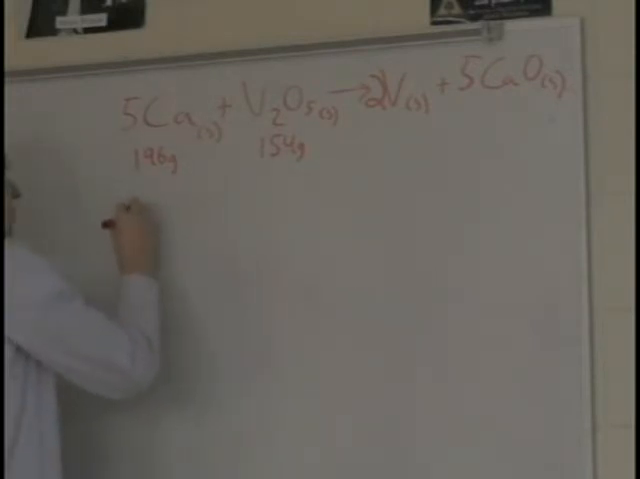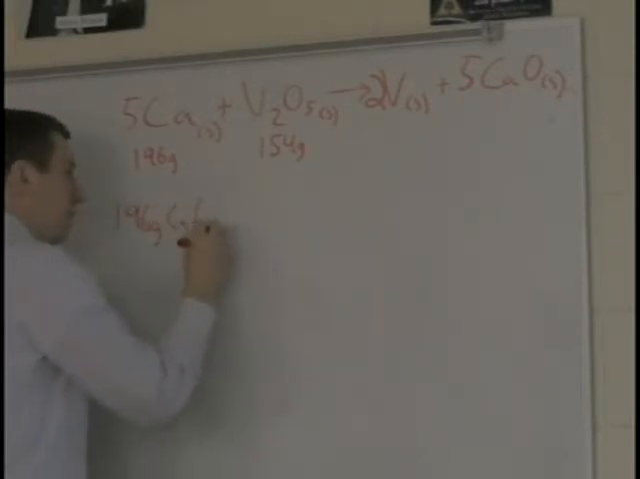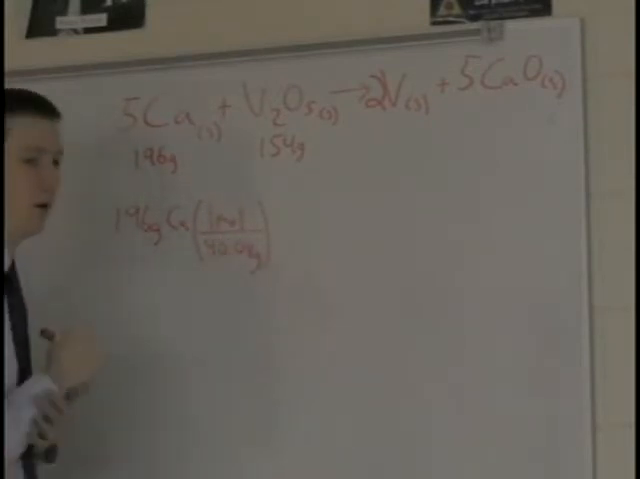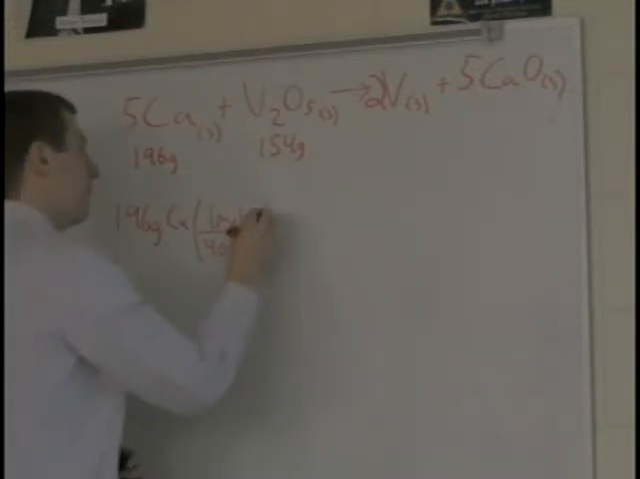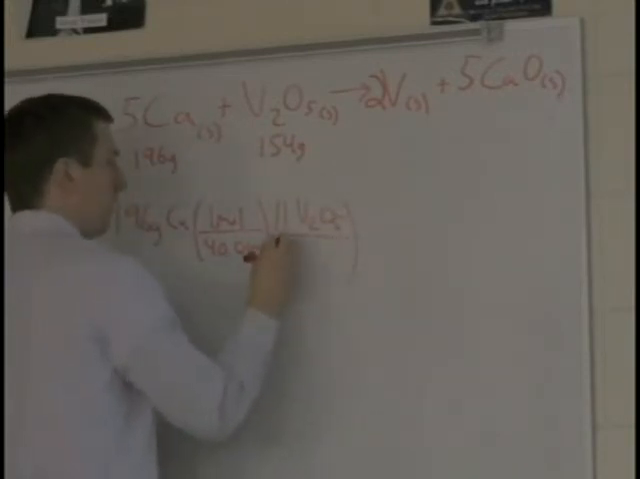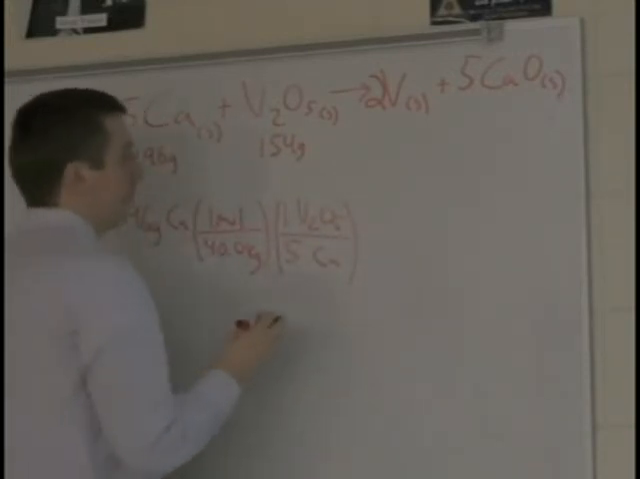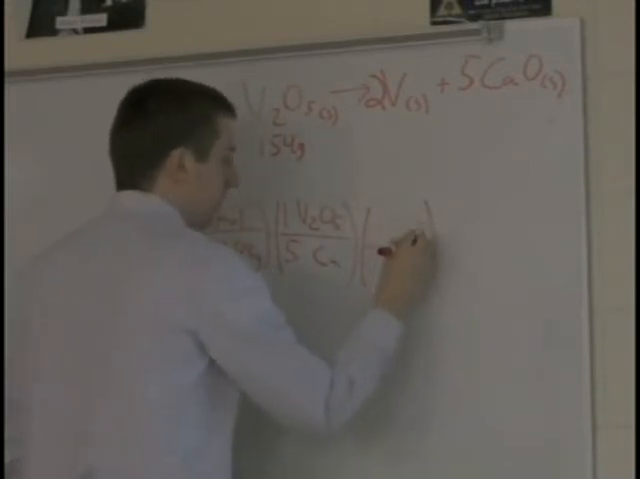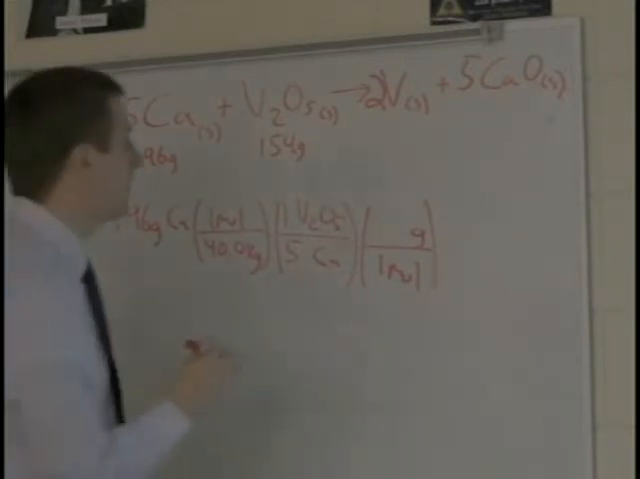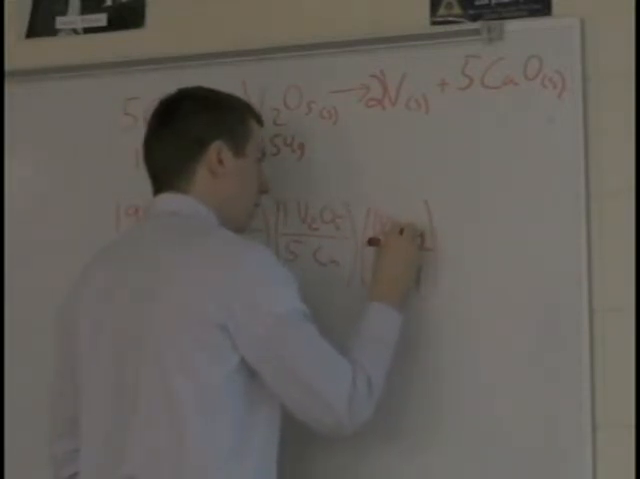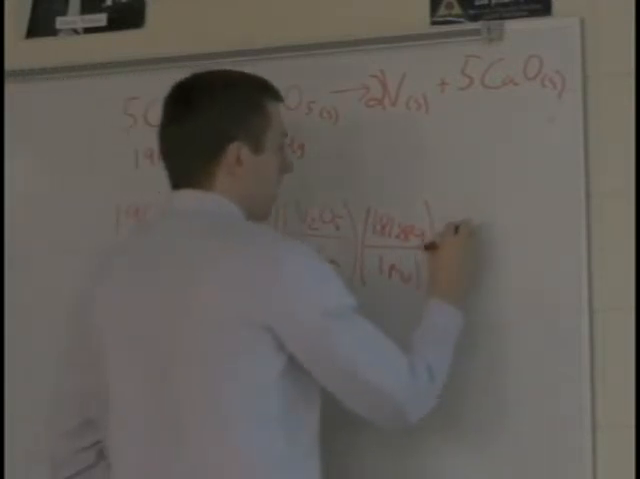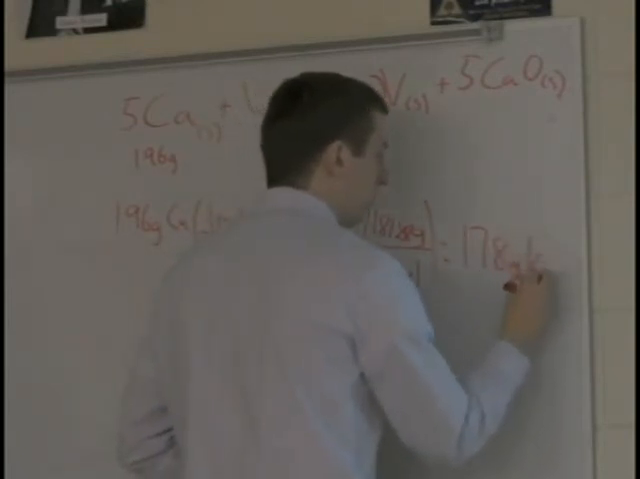So, to start off with, 196 grams of calcium, 1 mole over 40.08 grams. Again, that's from the periodic table, the mass of calcium. The second step is what we refer to as stoichiometry. There's 1 of the V2O5 for 5 of the calciums. Last step is convert that to grams of vanadium(V) oxide, which is 181.88. And this will give me grams of V2O5, which when I solved was 178 grams of V2O5.